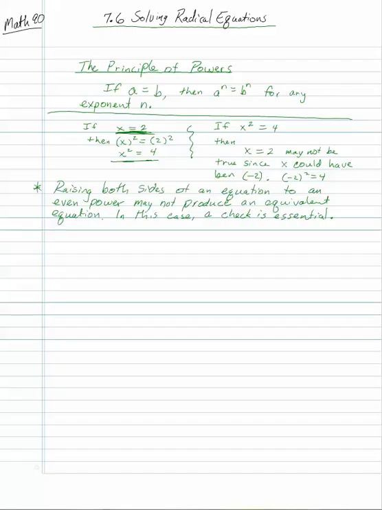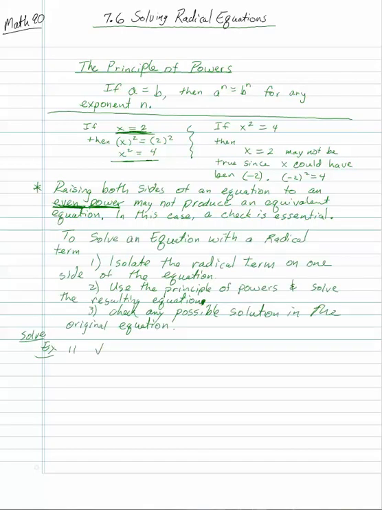So having said that, when you raise both sides of the equation to an even power, that's the key, that might produce an equation that's not equivalent to the original equation. So in that case, a check is essential. When we solve it, the solutions are possible solutions to the original problem, and then we have to check them in the original problem just to make sure they work. And that's only essential when it's an even power. All right, so let me write down the rules for solving a radical equation, and then we'll go to it.